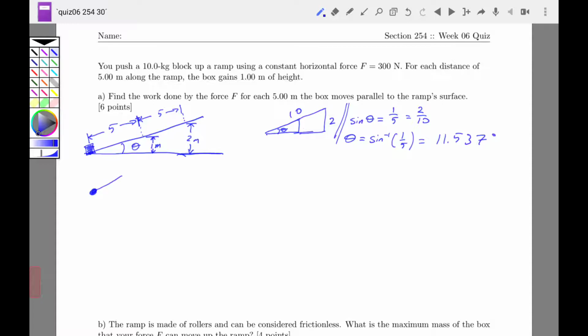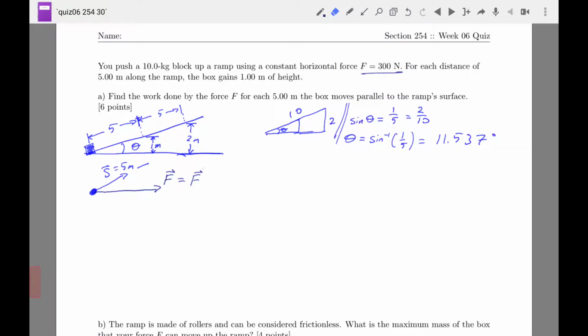So the displacement is 5 meters this way. There's got to be some unit vector to make this a vector, but I'm going to leave that off for the moment. And then there's a force F, and that's just the magnitude 300 in the i hat or x direction. So actually, you know what? I'm just going to write the magnitude of the displacement vector s is 5 for the moment. And this represents the vector of the displacement.